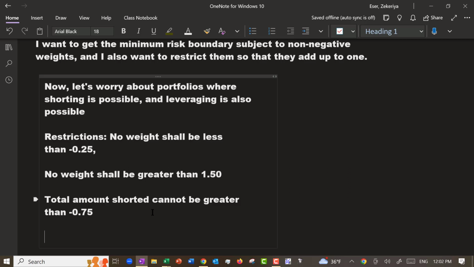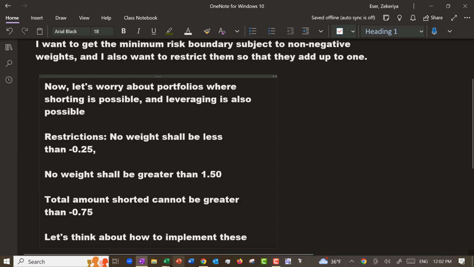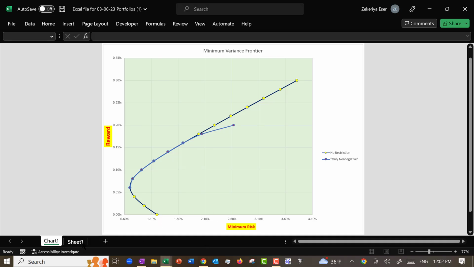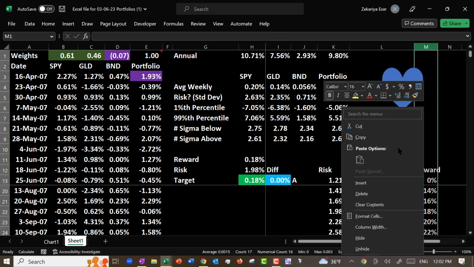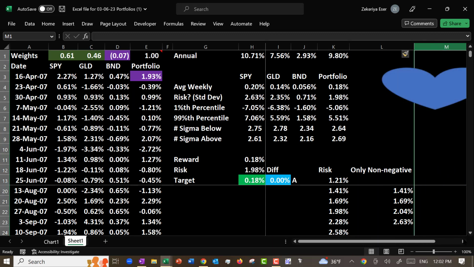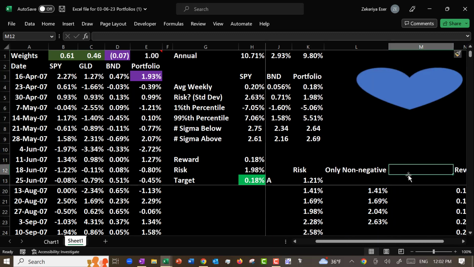Now let's think about how to implement these. Here is how I'm going to do it. I'm going to be kind of creative. Let's insert another line here. My year restrictions.